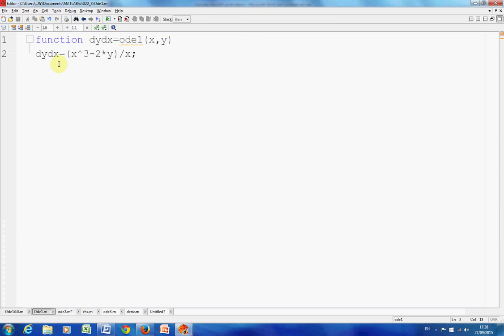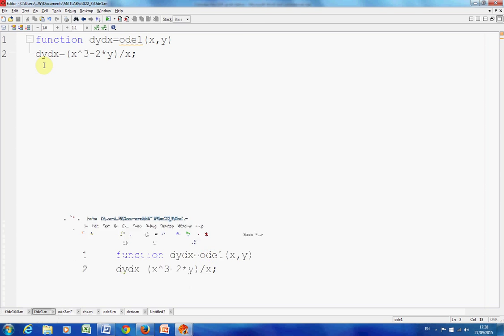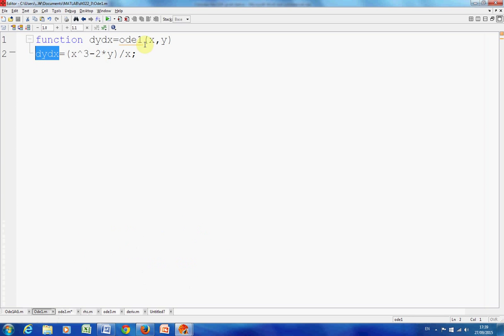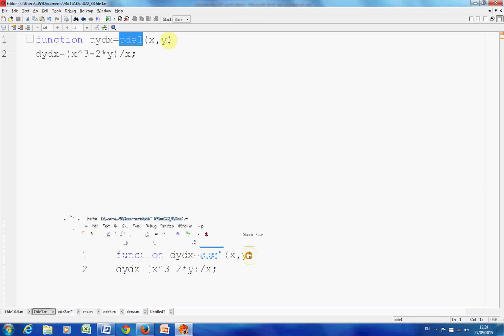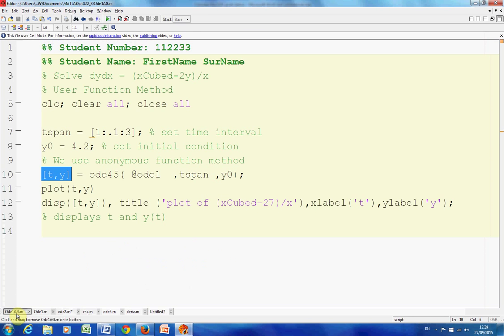Very simple. I know I could have put in more comments, but just something simple like that. So the output, dy/dx, there it is. Name of the function, ODE1, and the two input parameters there. And on the right hand side I've written the differential equation. So we go to here. On line 11, I plot it, and on line 12, I put on a title, an x label, and a y label. So let's give that a go.